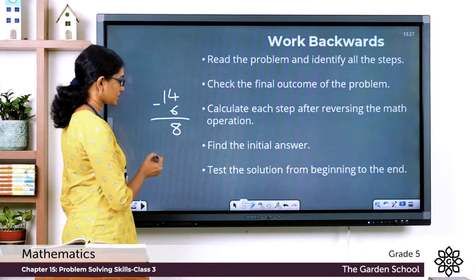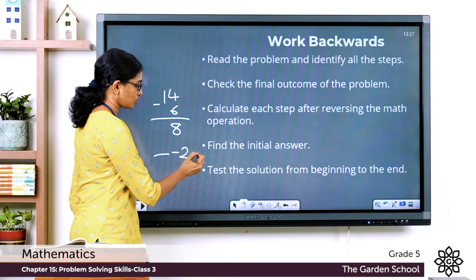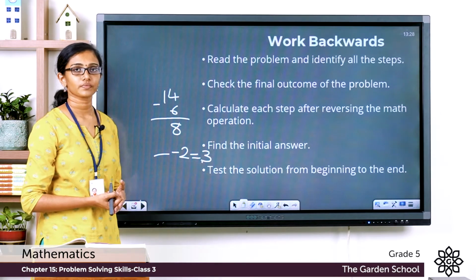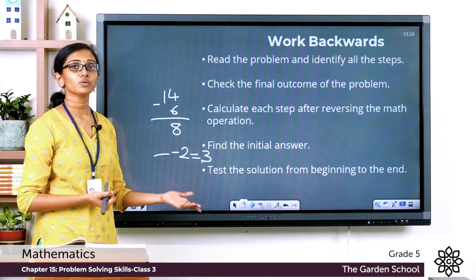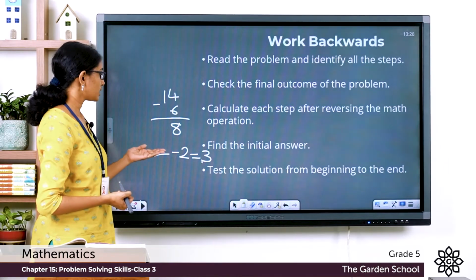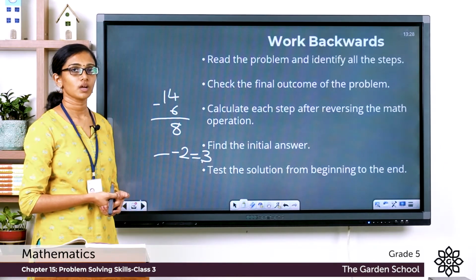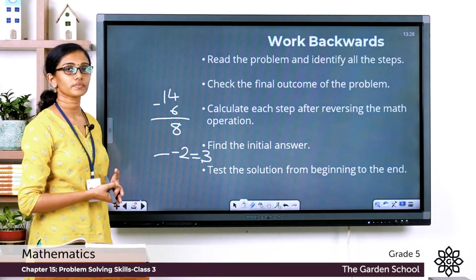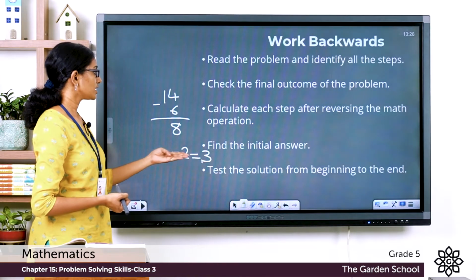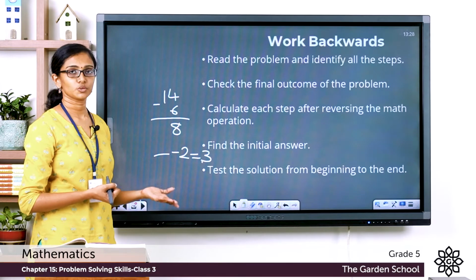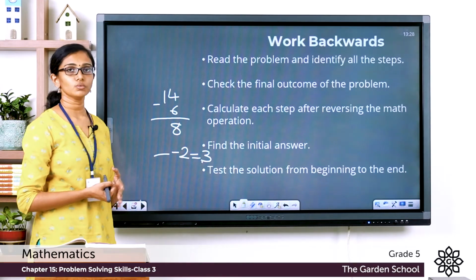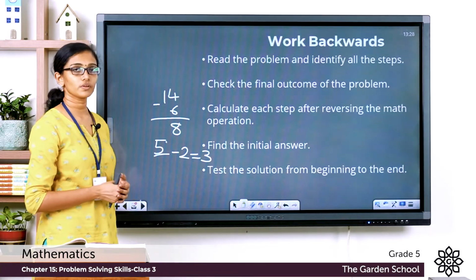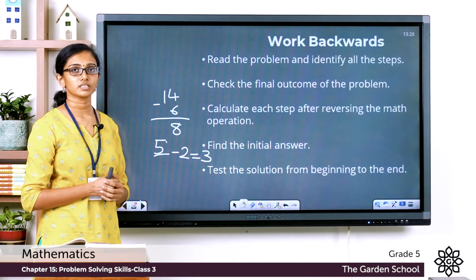What if you are given a question like dash minus 2 is equal to 3? You know the final outcome or the final result, and you know the steps, but you don't know the initial condition or what should be put here. How would you find it out? In this case, you'll start working backwards. You'll start with the result and then reverse the math operation to get the answer, which means you will add this 3 with this 2 to get the answer 5. So initially it was 5 and you subtracted 2 from it and then you got the final result as 3.